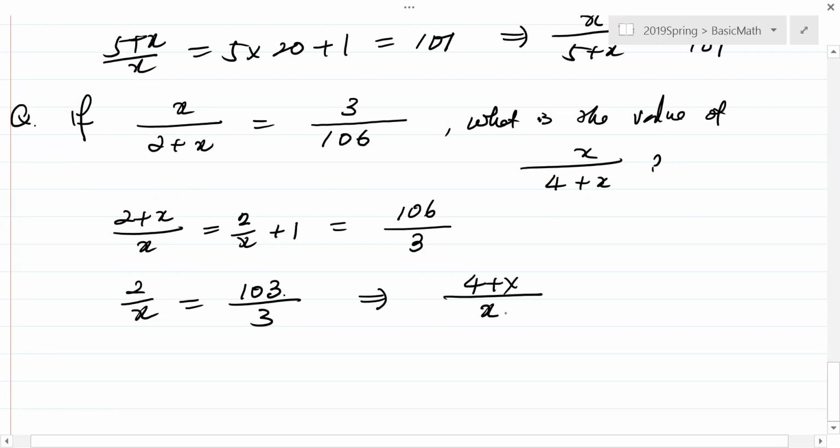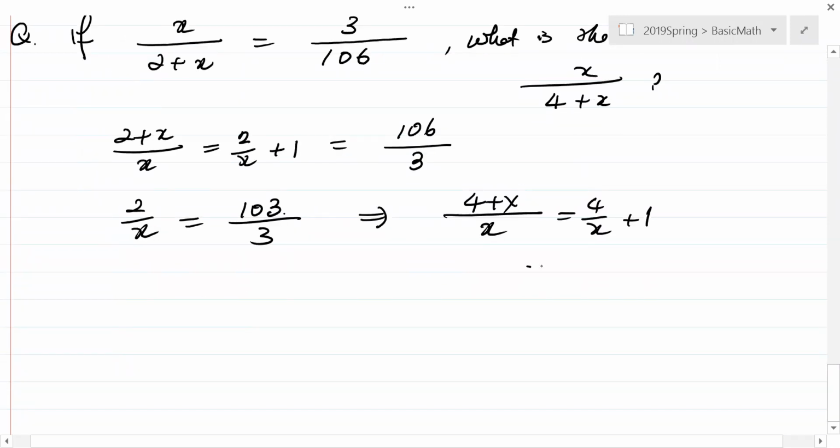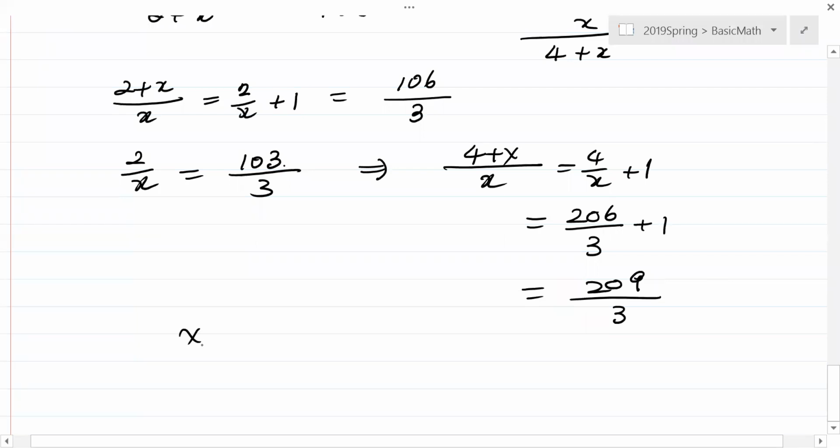Then this implies 4 plus x over x is going to be 4 over x plus 1. But 4 over x is twice 2 over x. So that's why it's going to be 3 and 2 times 6 plus 1. And then add them together, 2 over 9 over 3. So the answer will be x over 4 plus x is going to be 3 over 2 over 9, 3 over 2.